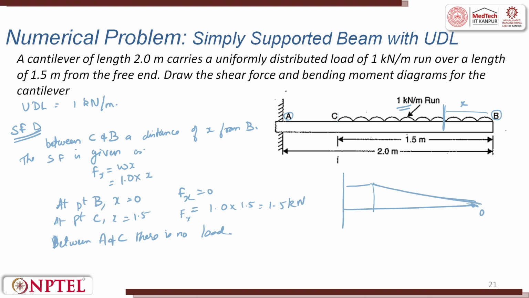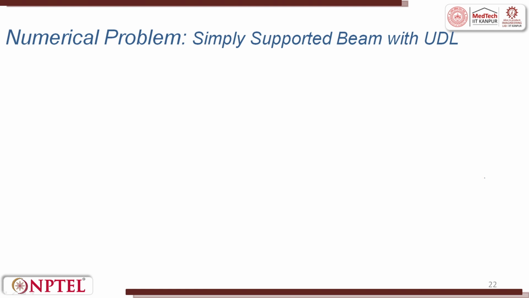It follows a straight line. So, you can take point C, point A, and here it is 0. Here it will be 1.5 kilonewton and it also goes up to A, 1.5 kilonewton. So, this is the shear force diagram for the given problem. Now, let us try to solve the bending moment of it. So, now the bending moment diagram.